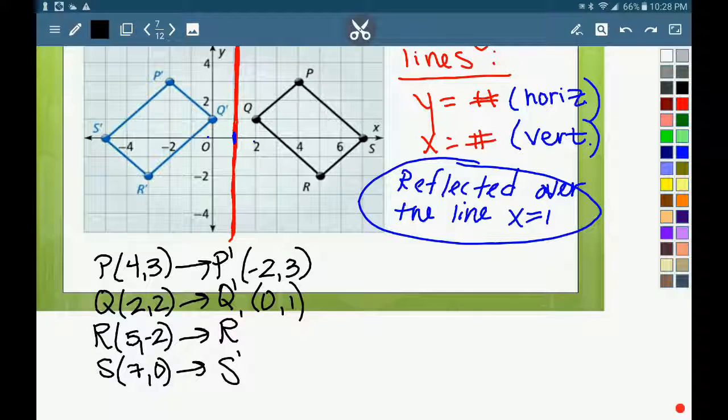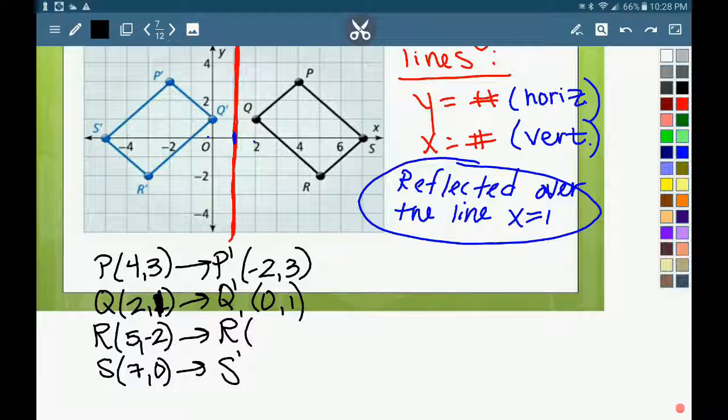Oh, and I think I made a mistake on Q. Yep, I can see it's not 2, 2. It's supposed to be 2, 1. I'm going to correct that. That's supposed to be 2, 1. I noticed that because when you reflect, they shouldn't move up or down. And if the y value changes from a 2 to a 1, that means it went down somehow. So I caught my mistake there.